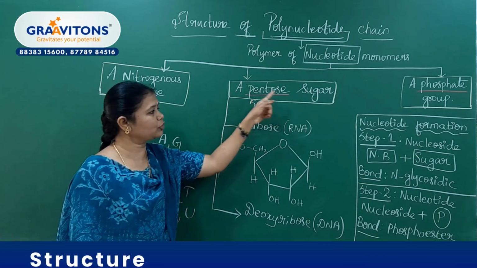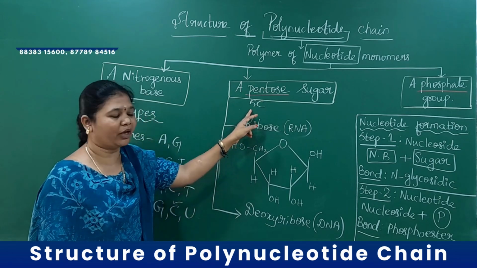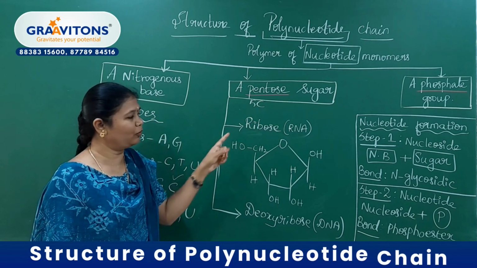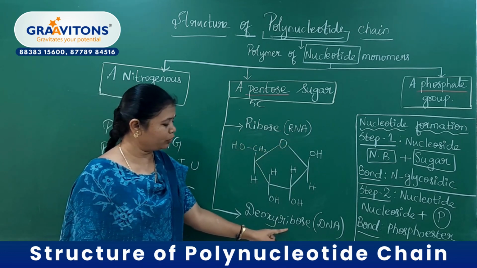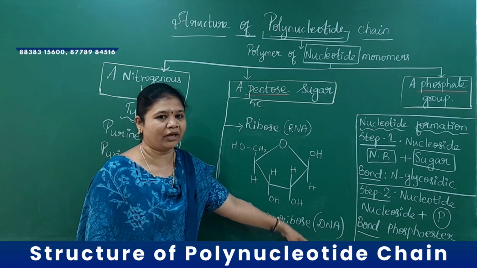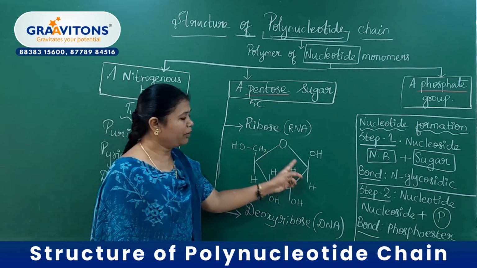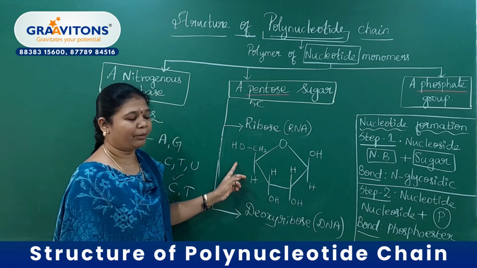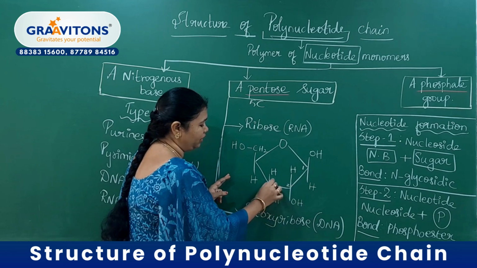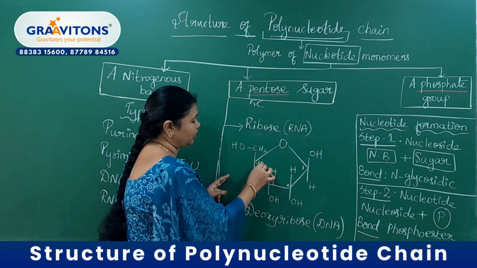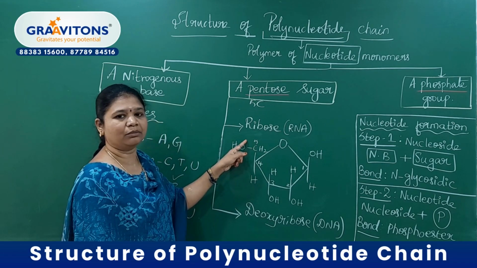Second, a pentose sugar. Pentose indicates the sugar consists of 5 carbons. Two types of sugar occur: ribose sugar, which is present in RNA, and deoxyribose sugar, which is present in DNA. In the sugar structure, the carbon positions play an important role. Let me position the carbons in this pentose sugar. Here the first carbon is located, this is the second carbon, third carbon, fourth carbon and fifth carbon. Only the fifth carbon is positioned outside the ring.